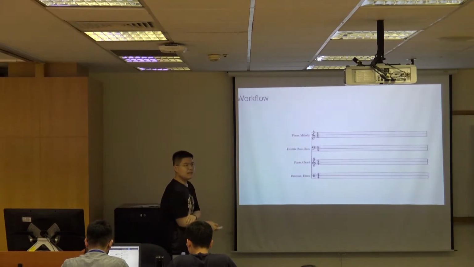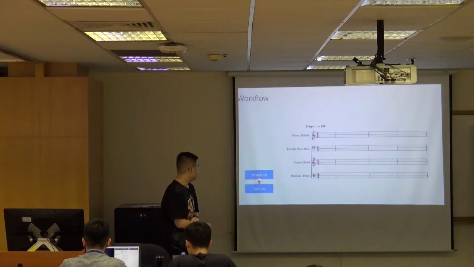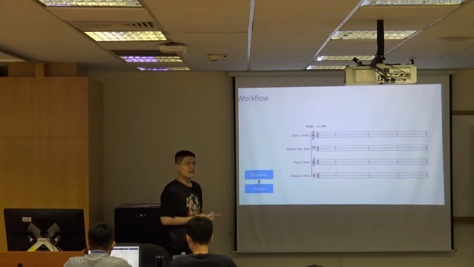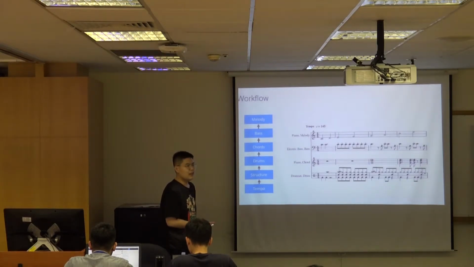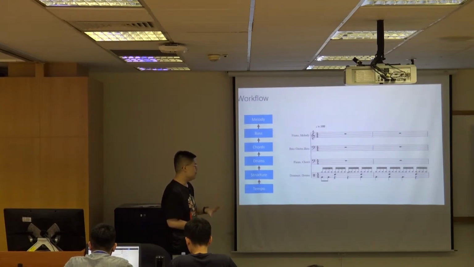And our system applies a feasible workflow for human music composition. So first it will choose a tempo, and then it will generate the structure of the music, which means how many phrases are in a song and how many bars are in each phrase. And then it will generate drums. And next step, chord progression, and then bass. Finally, generate the melody. And now I will give you a demo.